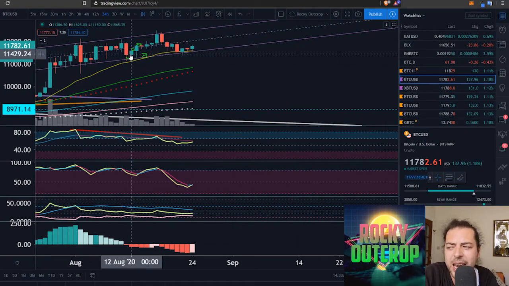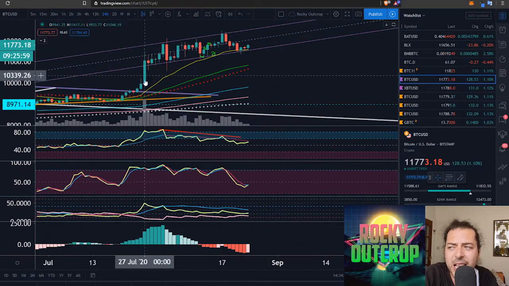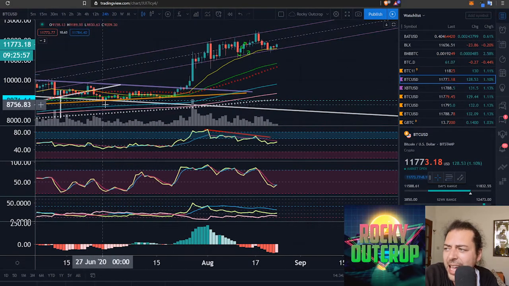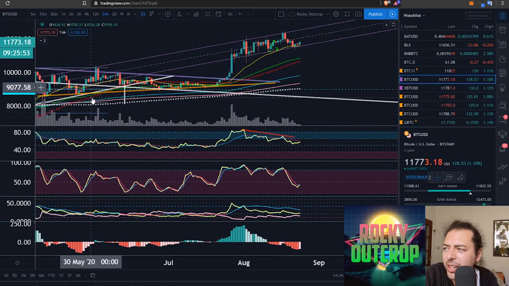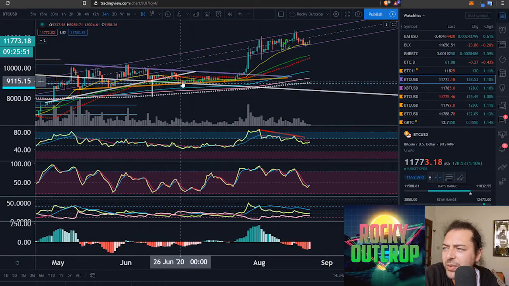11,420 or so. And if that were the case, then of course you'd be looking at having put in a lower low, really, for the first time really since back over here.